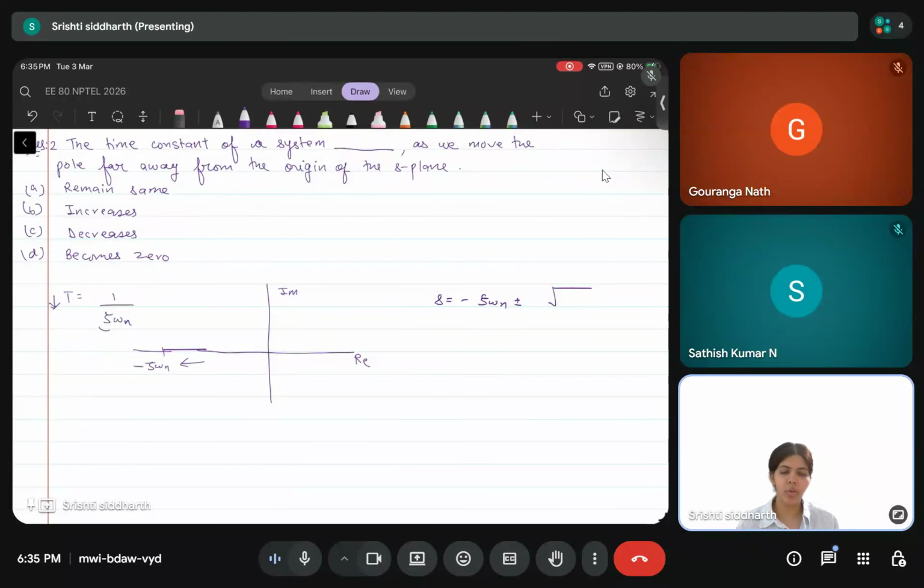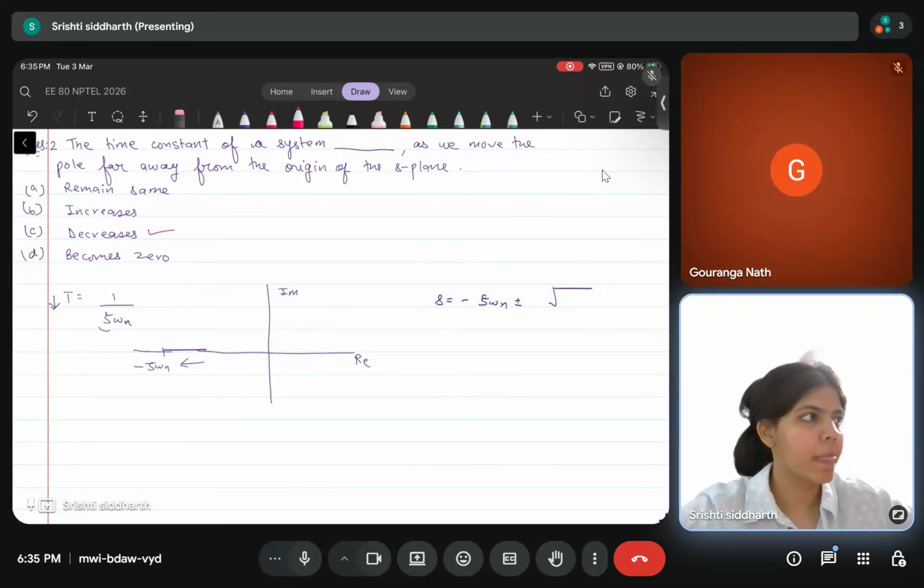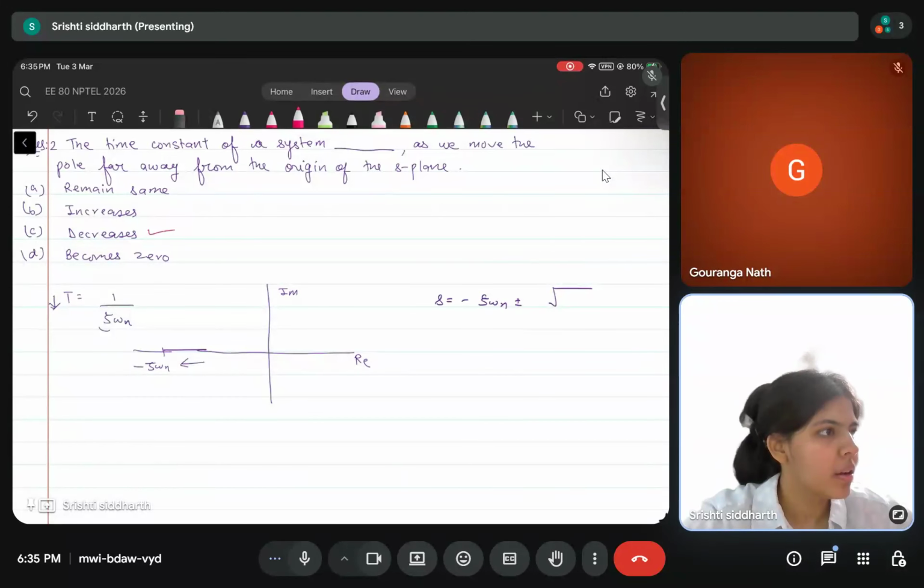This means that the system is going to decay to zero faster. So the time constant of the system decreases as we move the pole farther away from the origin. Okay.